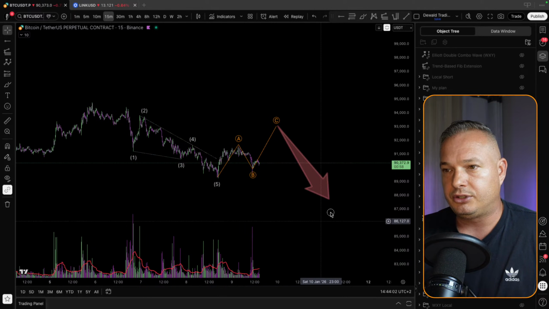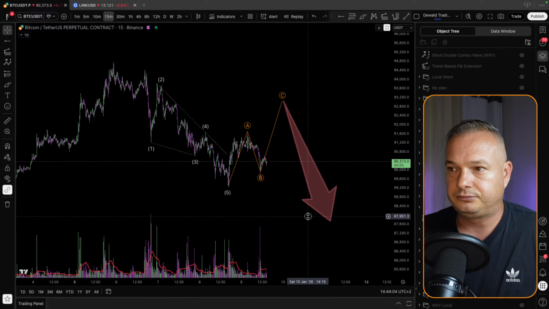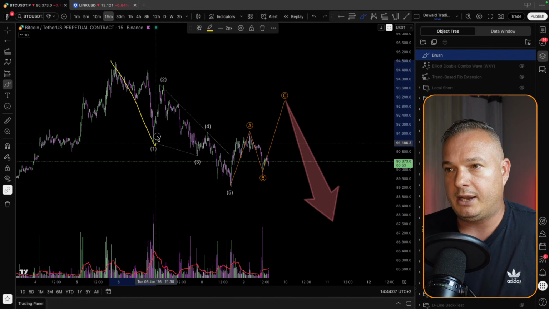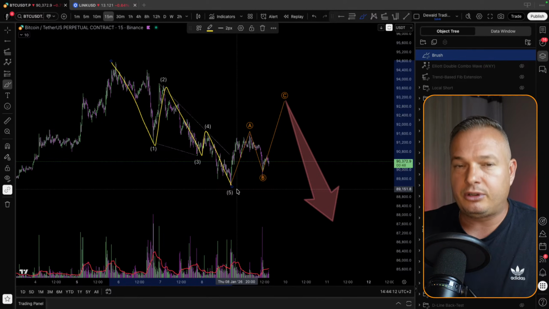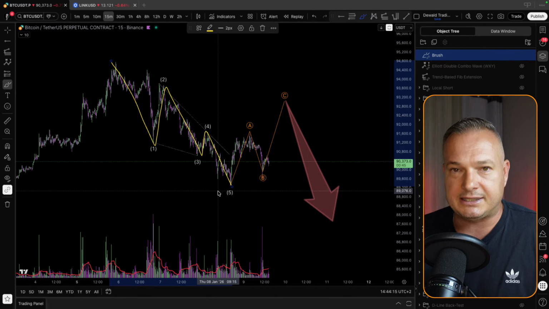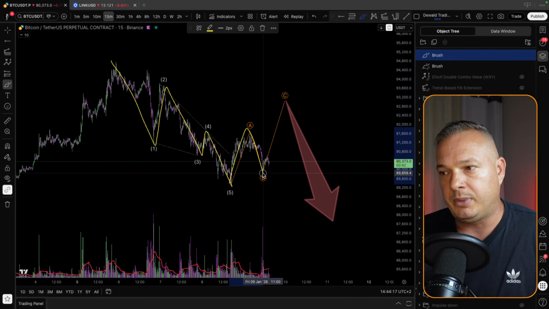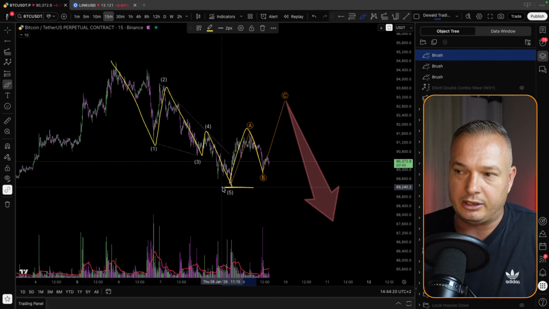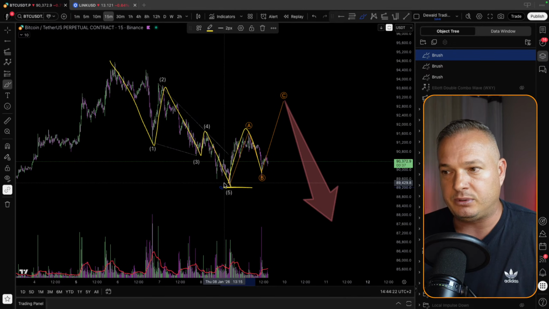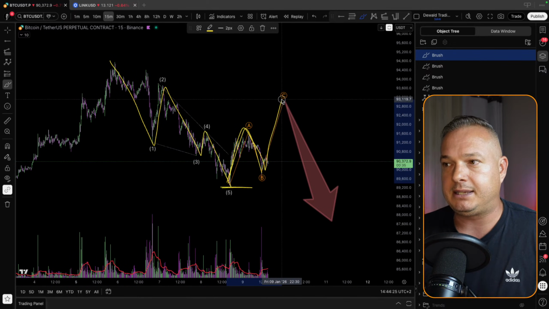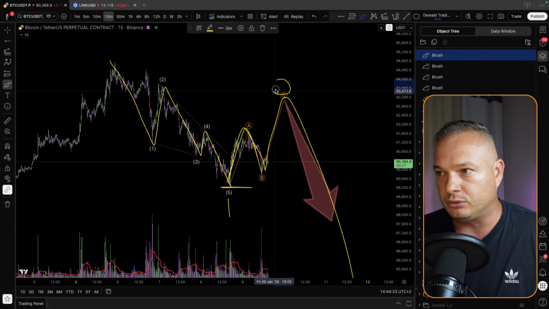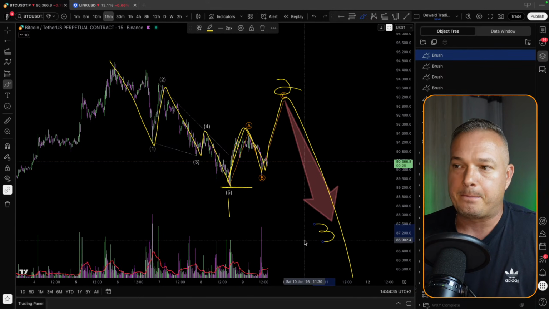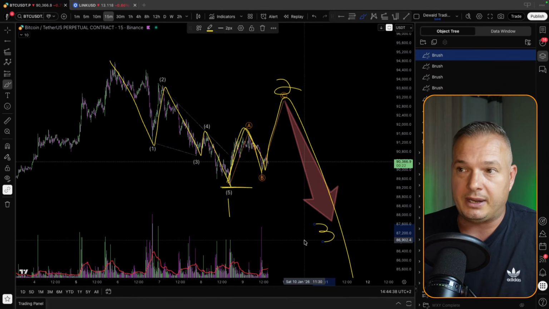Okay, so let's get back into the diagonal. Leading diagonal. So in a leading diagonal, we have formed a 1, 2, 3, 4, 5. The most common corrective structure in a leading diagonal is a simple ABC. A, B, it should preferably not take the low, a simple zigzag, not a flat, simple zigzag. A, B, C. So you get the movement to the upside and then all hell breaks loose and we fall in a third wave. This becomes 1, that is your 2, and then you get 3. This is the lowest probable scenario, but it can play out.